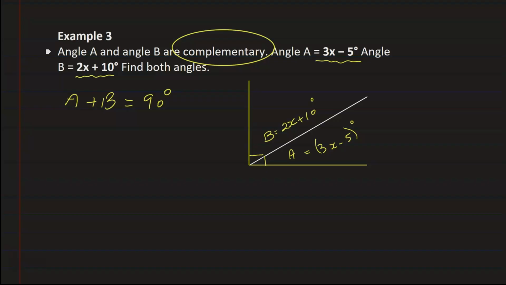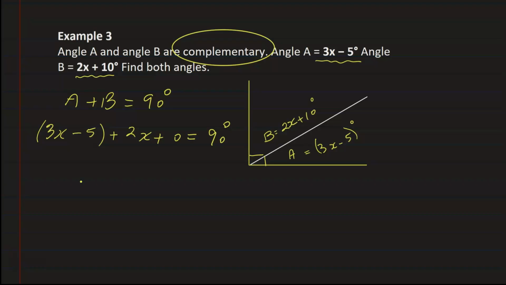So what should we do? Well, it doesn't really matter. We just have to add them. So let's add them, set it equal to 90 degrees. So simply we start with 3x minus 5, plus, and then you do 2x plus 10. That has to equal 90 degrees. So angle A plus angle B must equal 90 degrees.